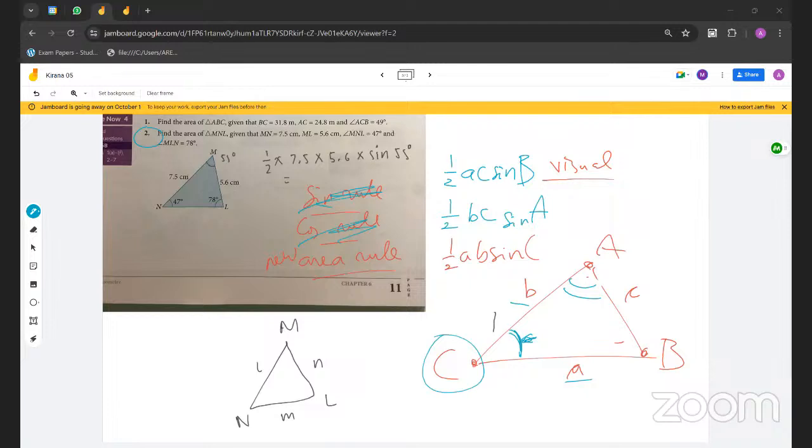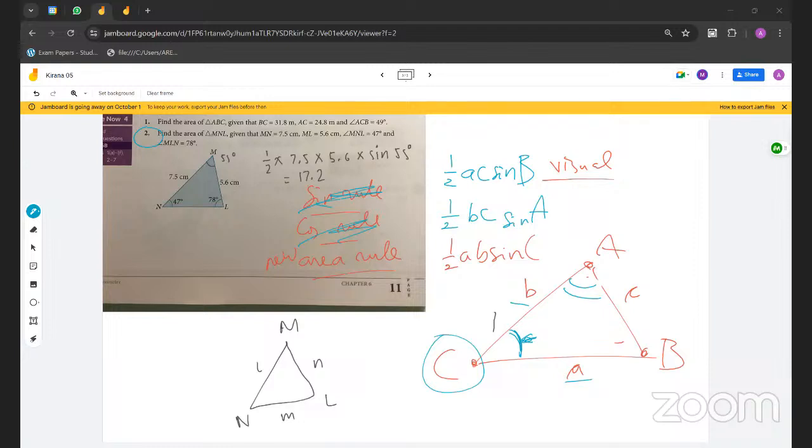Do you understand what I'm teaching you? I'm teaching you basically how to use the new area rule. So area rule is the two sides and then the angle in between. Must be. No other way. It must be. Which now tells you how to do part one, question one.